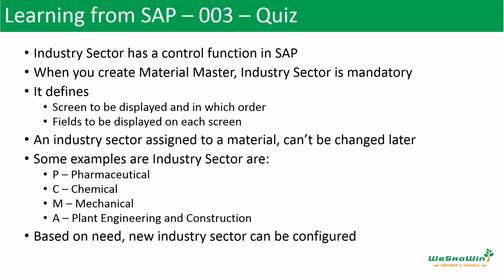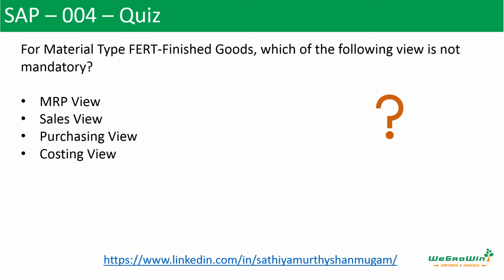Based on need, a new industry sector can be configured, but it is suggested to use the standard industry sectors given by SAP. Next quiz is for material type FERT, finished goods. Which of the following views is not mandatory? MRP view, sales view, purchasing view, or costing view?